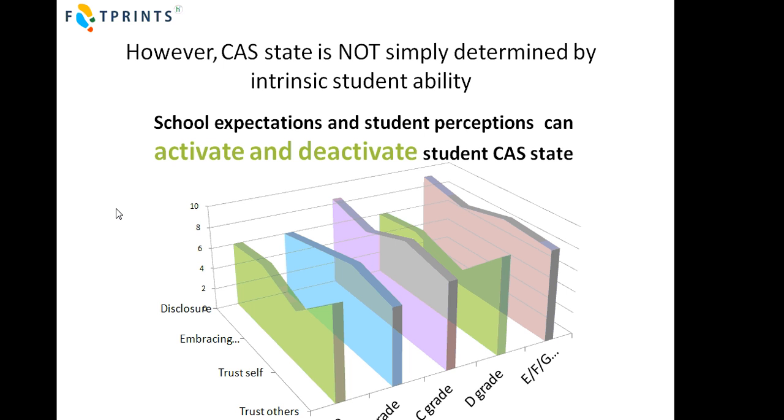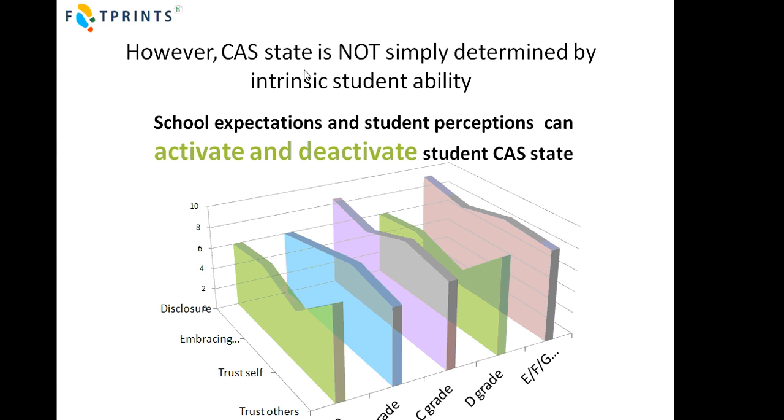And you might say to yourself, okay, well, what we're observing there is some intrinsic ability of set 1 students to adjust their CAS state, to have a low trust of themselves, high trust of others, and set 7 students just haven't got that ability. And we'll come on to look at the extent to which that is true. But we have noticed some very interesting features which slightly complicate the picture.